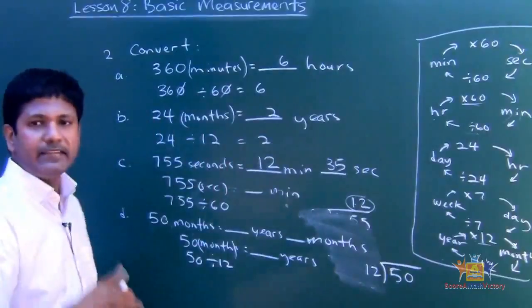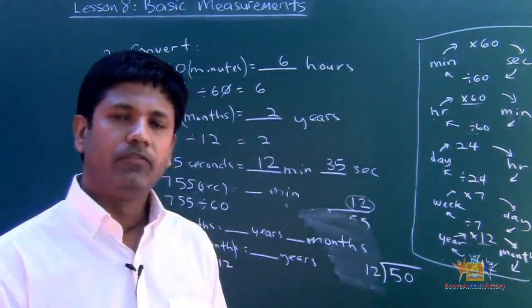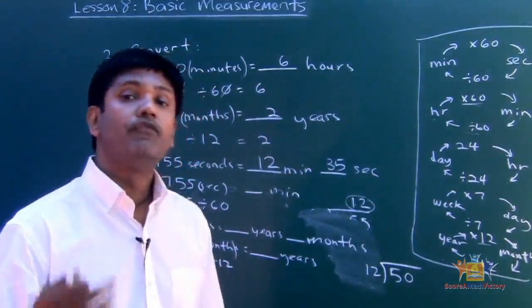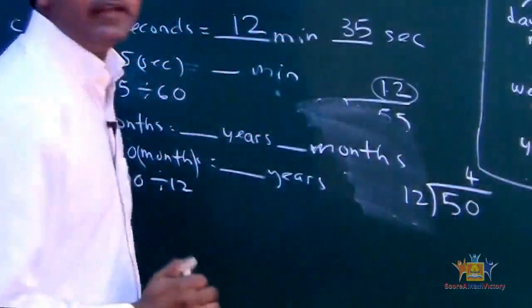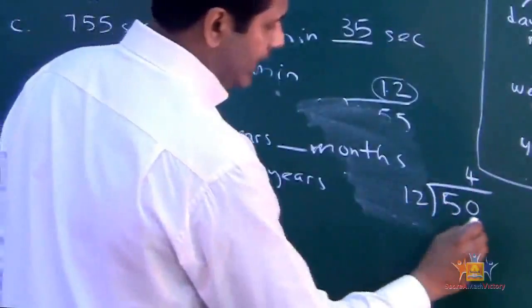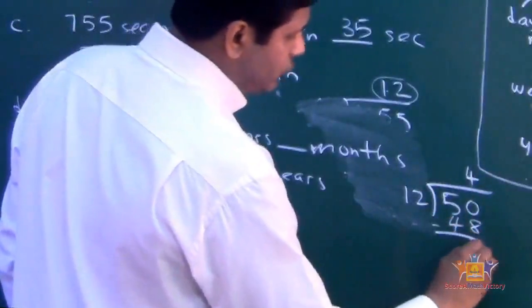In 50, how many 12 from our timetable? What is the closest that gets to 50 from our timetable? 4. 4 times 12 is 48. See that? 48. It would be the closest that gets to 50. That means 4 times 12. So 4 times 2 is 8. 1 times 4 is 4. Okay, minus, gives me 2.